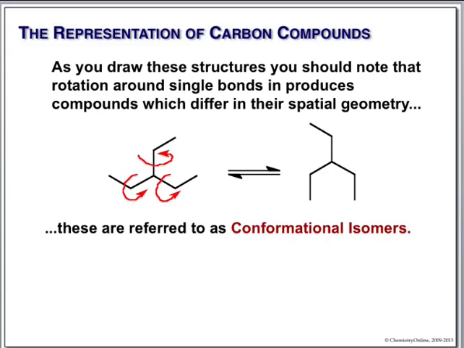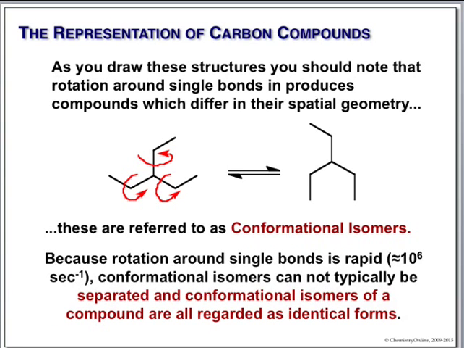In fact, so rapidly, like 10 to the 6 times per second, that they are just extremely dynamic. We call these conformational isomers. They look different, but they're the same molecule. Here's a little movie that I made that demonstrates this. Again, because the rotation is so fast, we regard these as the same molecule. So if you were to draw this molecule, you could draw it this way or frankly any other way, and you'd still be right.